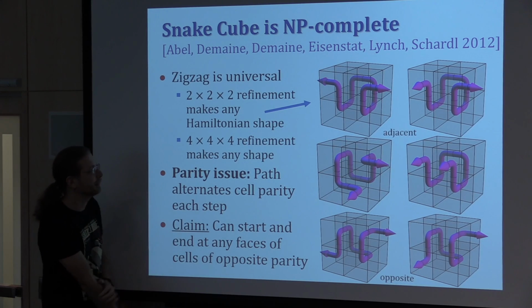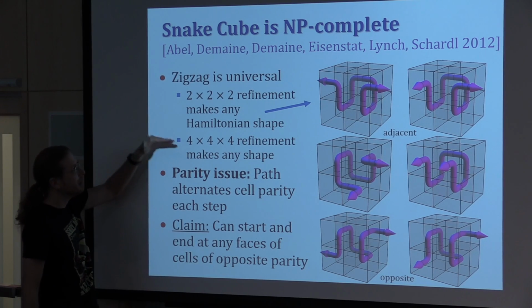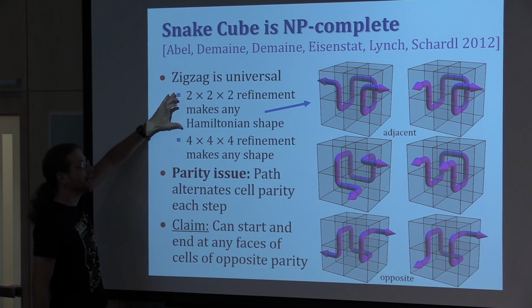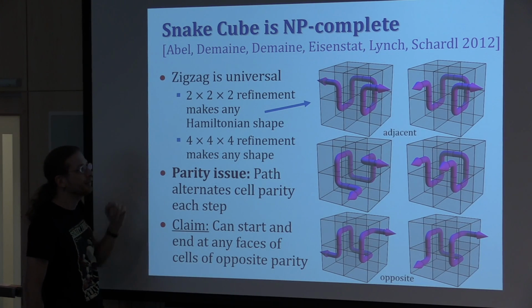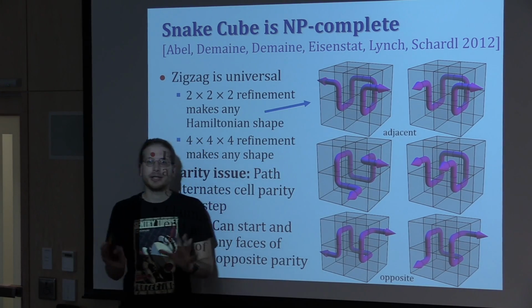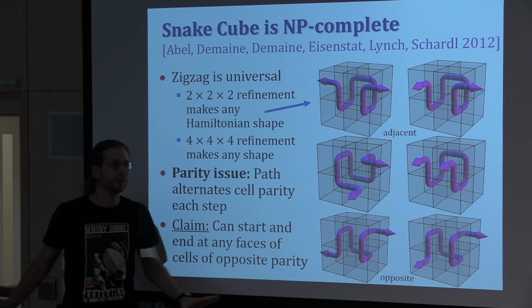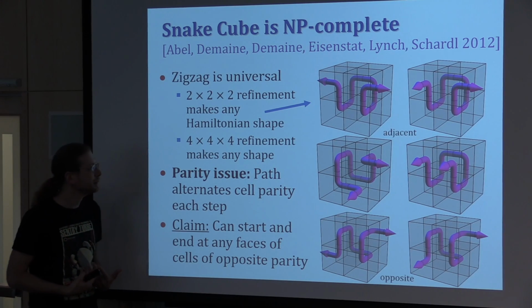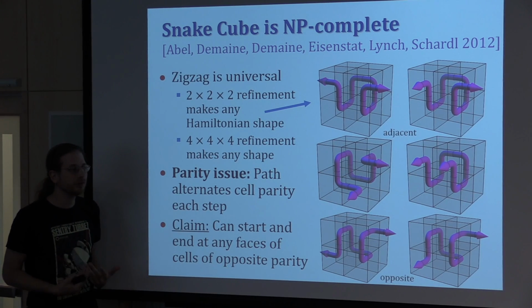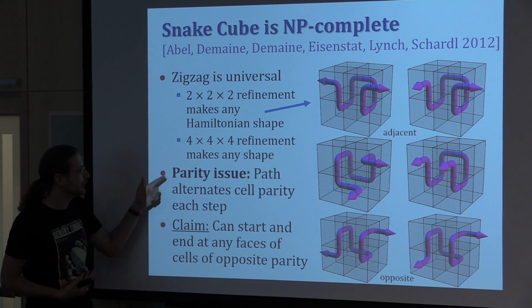And sort of an aside from this issue. So we take any shape, we 2 by 2 by 2 refine it, we make it Hamiltonian, then we 2 by 2 refine it again, in total 4 by 4 by 4 refinement, and then a zigzag path can make that polycube shape. And this is for any polycube. So that's cool.